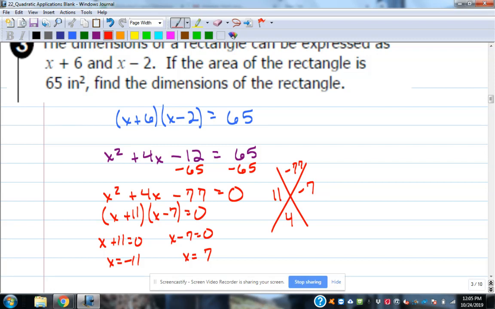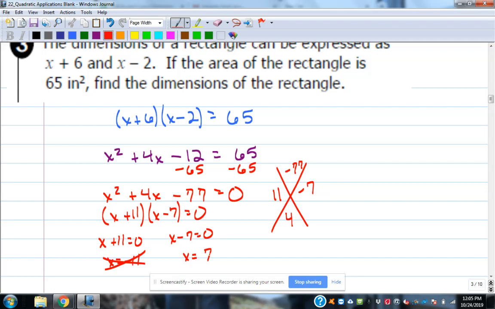Not necessarily that it's a negative answer. Because if we had gotten a different set of factors here and got a negative, we need to check there because we're looking for dimensions. The x value in this problem is not a dimension. It's the answer for the x's in the description of those. So this one does get thrown out, but x equals 7 is not the answer they're looking for. They're looking for the dimensions.